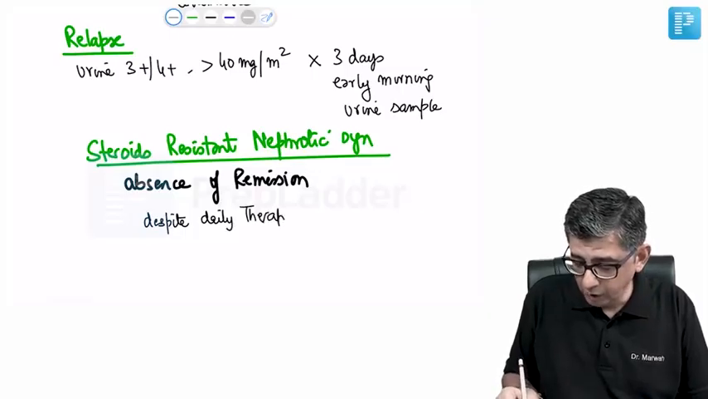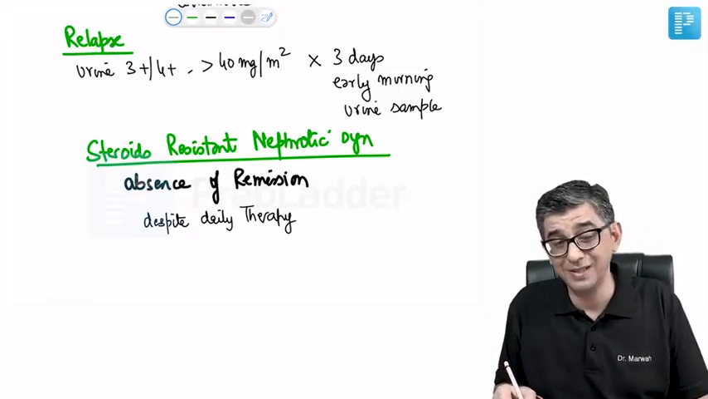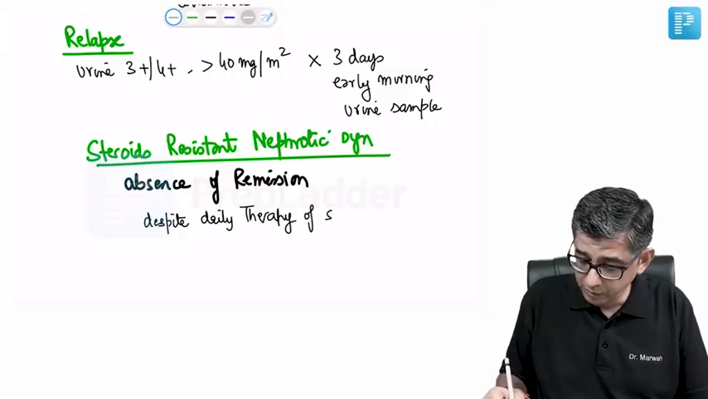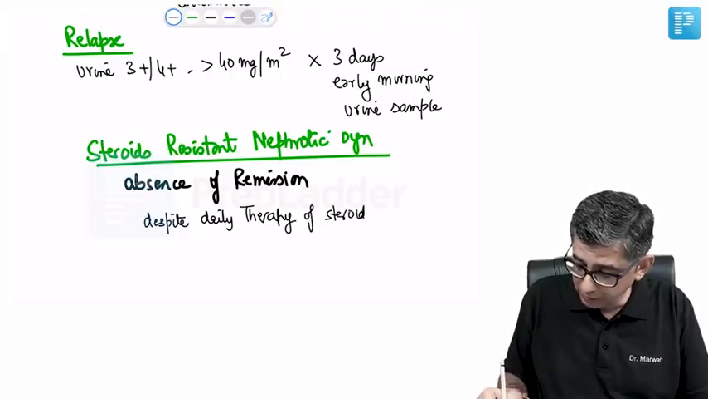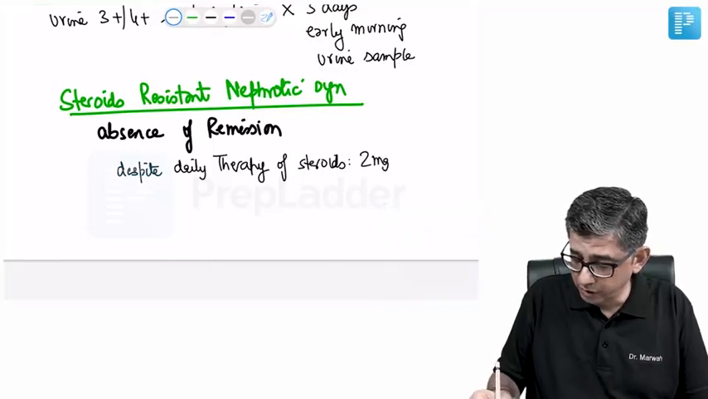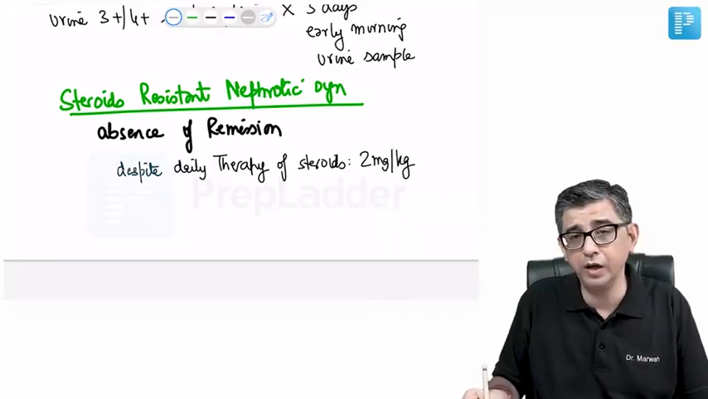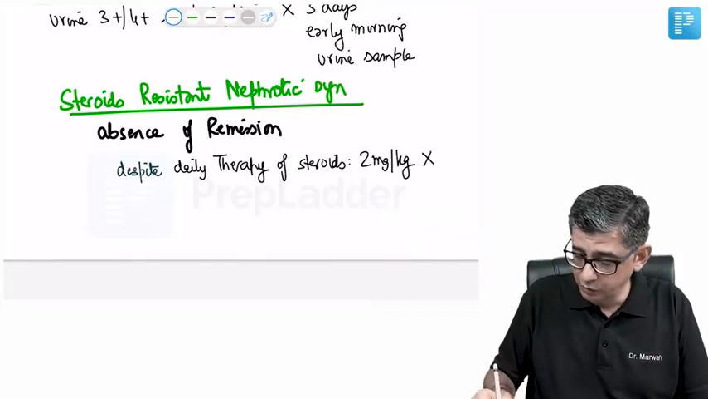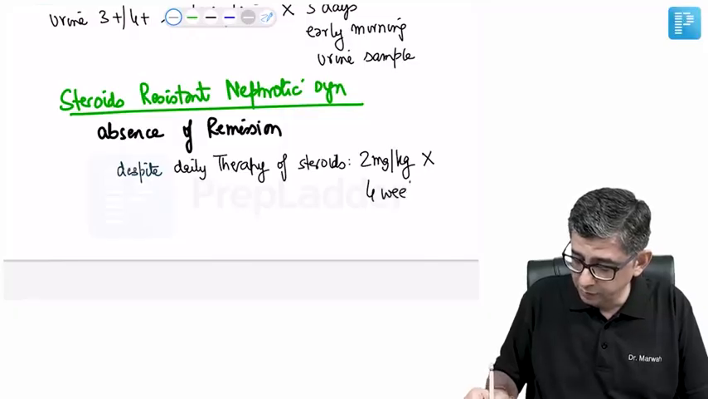then you need to remember how much is the dose and for how long. I said two things. I said daily therapy of steroids, what is the dose being given and for how long. The dose that is being used is almost twice of what is used routinely, that is 2 milligram per kg, and this has been used for how many weeks? That is at least for 4 weeks.